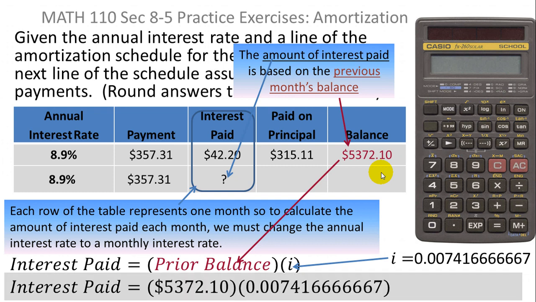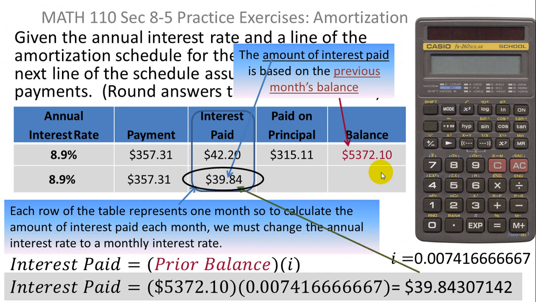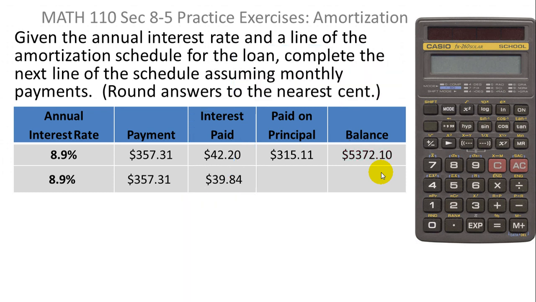So the previous balance is 5,372.10, and the little i is what we calculated earlier. If you multiply those together, you end up with 39.84307142, and we're asked to do that to the nearest cent. So if we want to put that back up where the question mark is, we'll round that off to 84 cents. And there we go. We've calculated the interest paid.